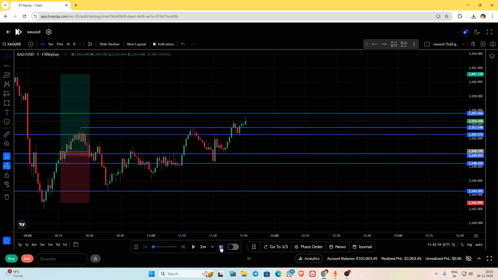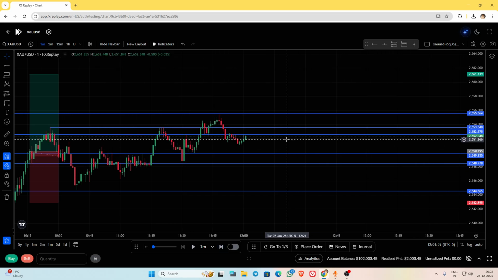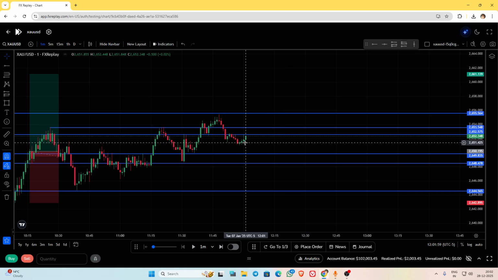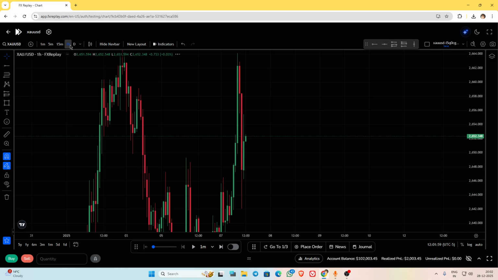Let's see where the market goes. And after 12 we will not trade. So as you can see, this was the point. If I held till 12, I would have closed this trade in profit, but no problem, we will move to our next trade.